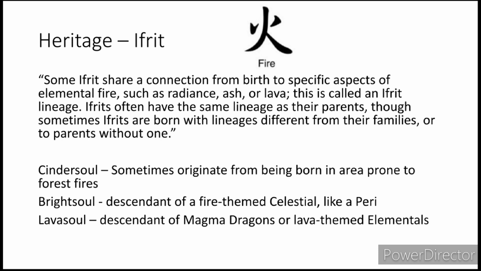Next is your fire, the Ifrit. Some Ifrit share a connection from birth to specific aspects of elemental fire, such as radiance, ash, or fire. You have your Cinder Souls, Bright Souls, and Lava Souls. The Bright Souls are even descendants of fire-themed celestials like the Peri. So you could have a fire elemental like Osama. So you can take aspects from the Osama and translate them into these Bright Soul Ifrits.